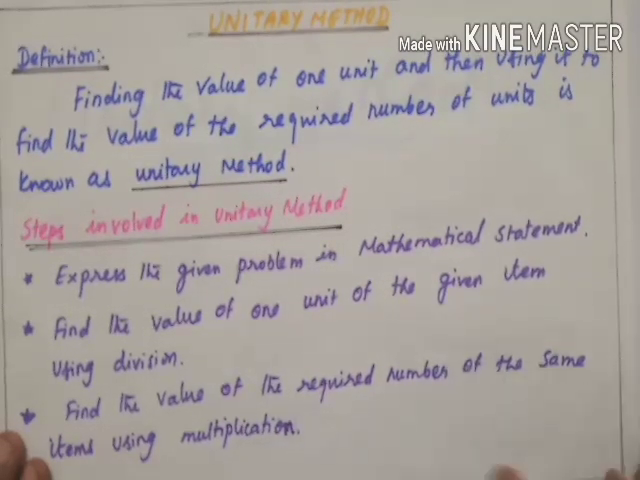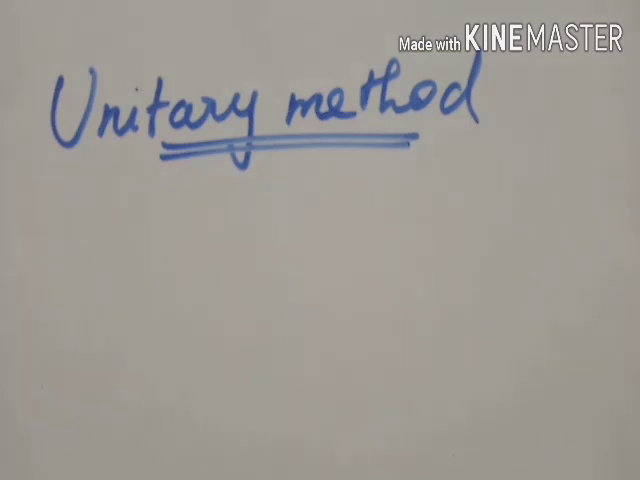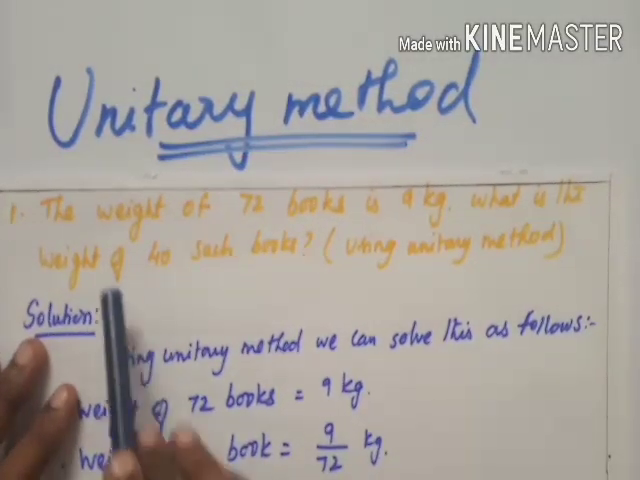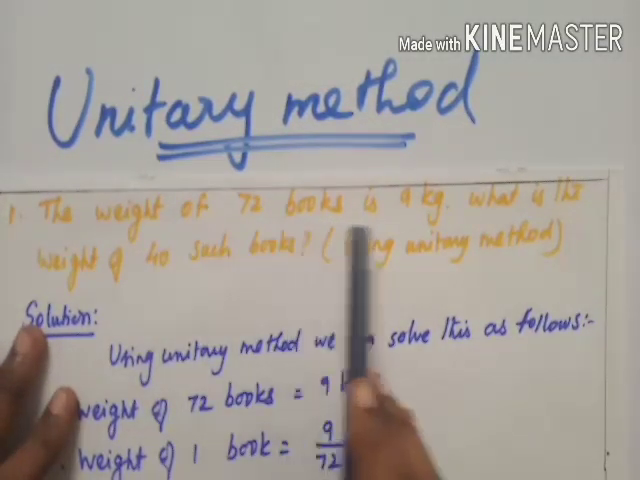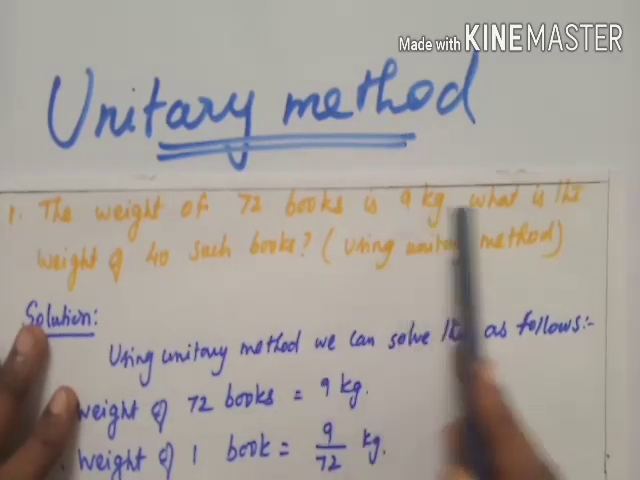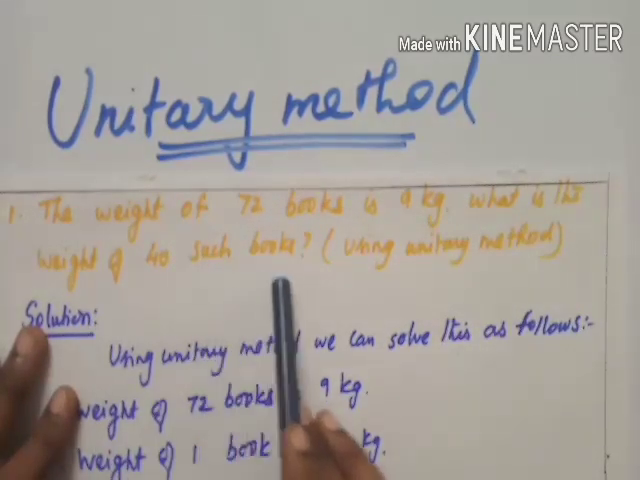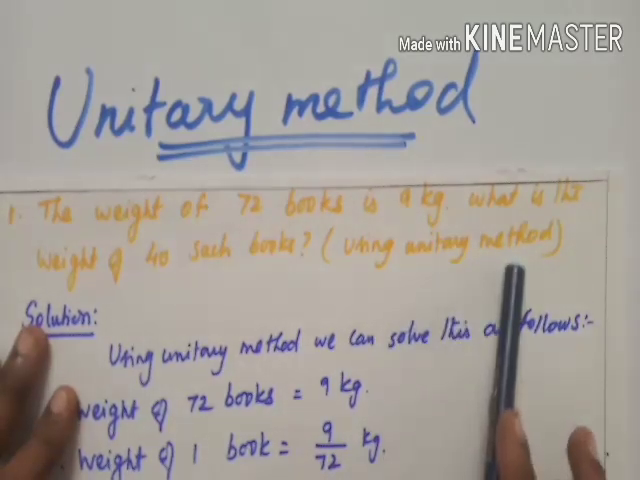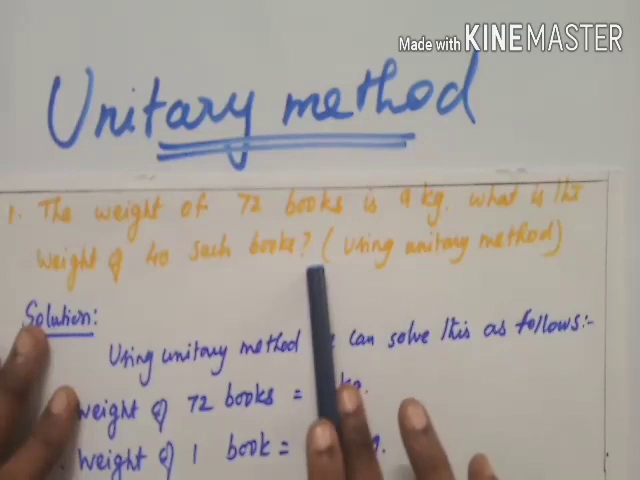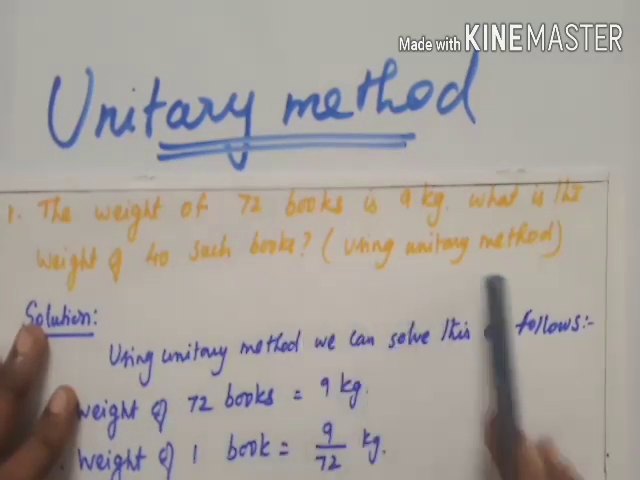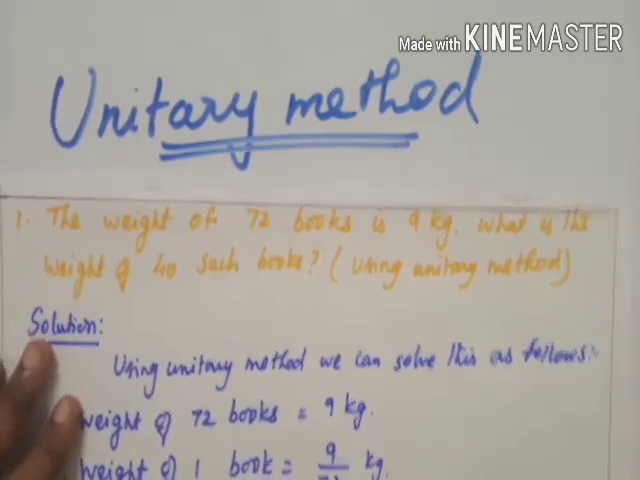I will go with the first sum now. First question. The weight of 72 books is 9 kilogram. What is the weight of 40 such books? I am going to do this sum using the unitary method. Actually, we can do this sum with the direct proportion method also, but I am going to use the unitary method.